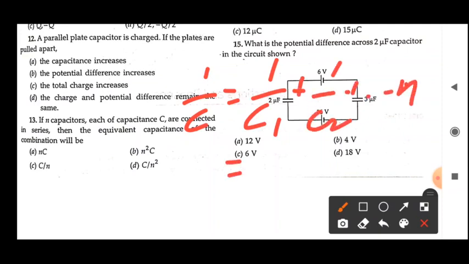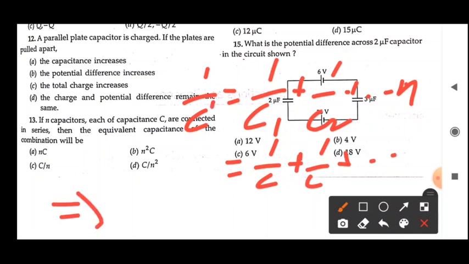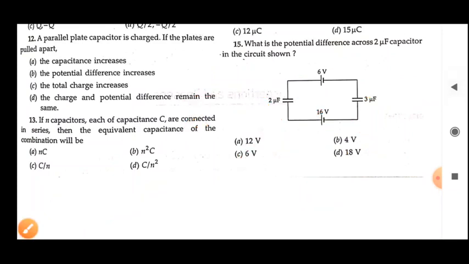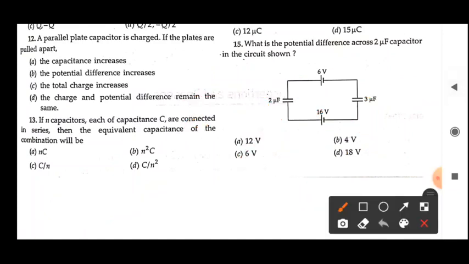And it is given all the capacitors are C, so it means 1/C plus 1/C, n times. So the equivalent capacitance, suppose C dash, will be equal to C by n, because 1/C dash is equal to n by C from here. So you can see our value for capacitance in series will be C by n.